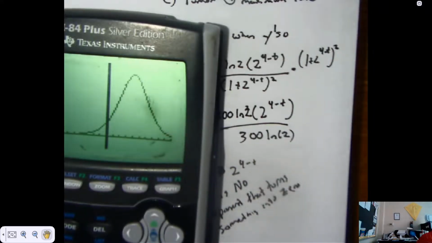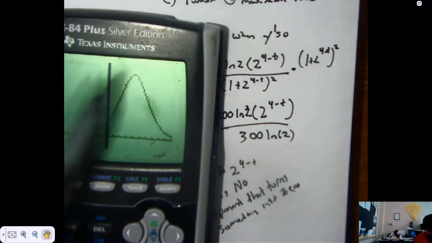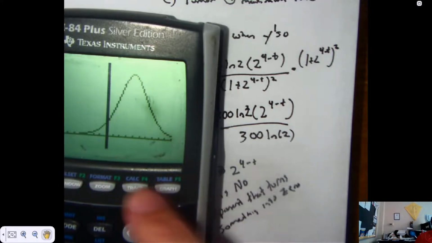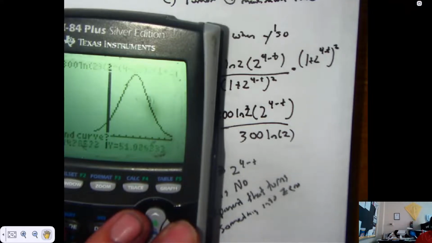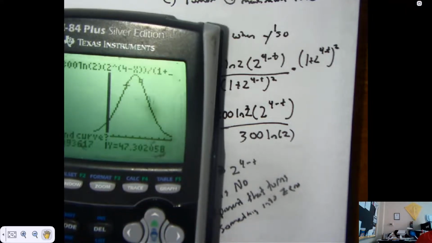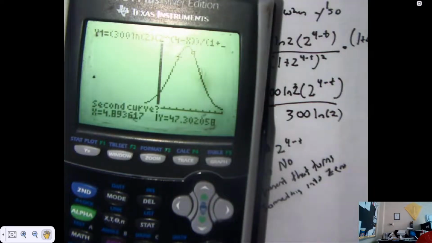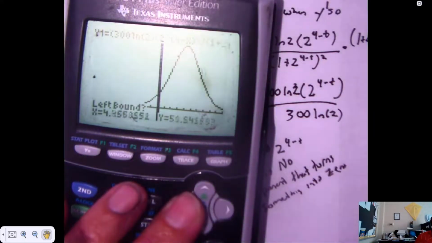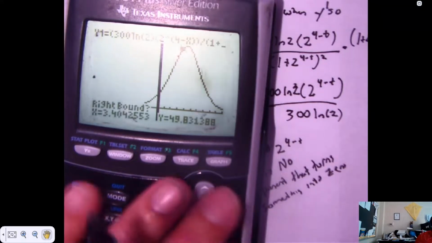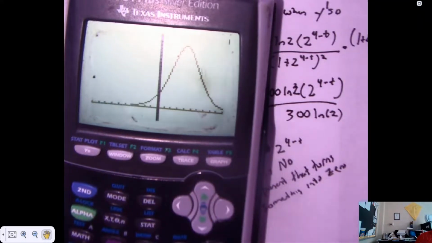You still had a perfectly good graph in front of you, didn't you? Now, how do you find that? Maximum. Second trace 4. So left, right, guess. Oh, I did not do a second calc max. I did an intersect. Left, right, guess. 4 days, 52 people. In 4 days, the rumor is spreading at its fastest rate.